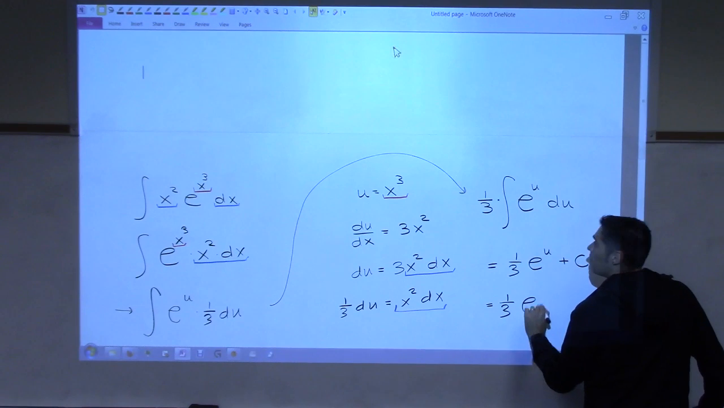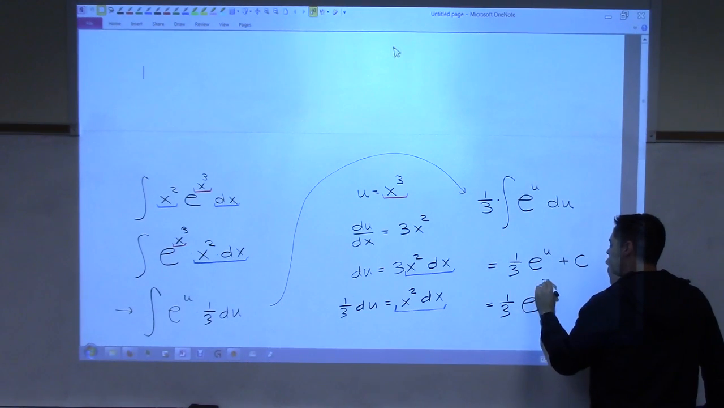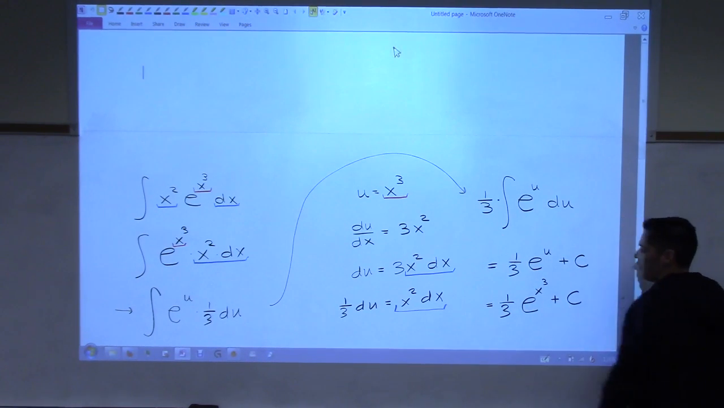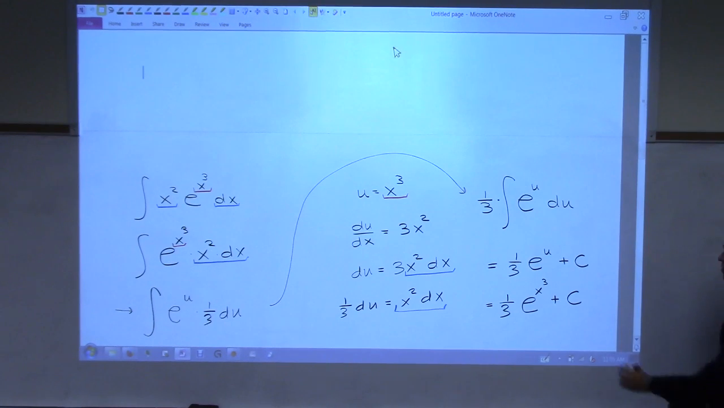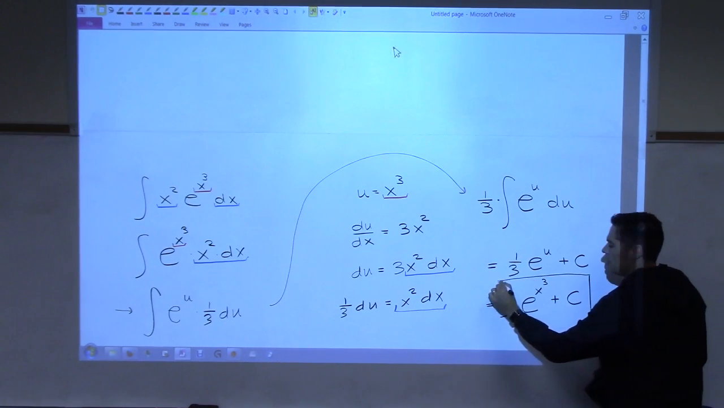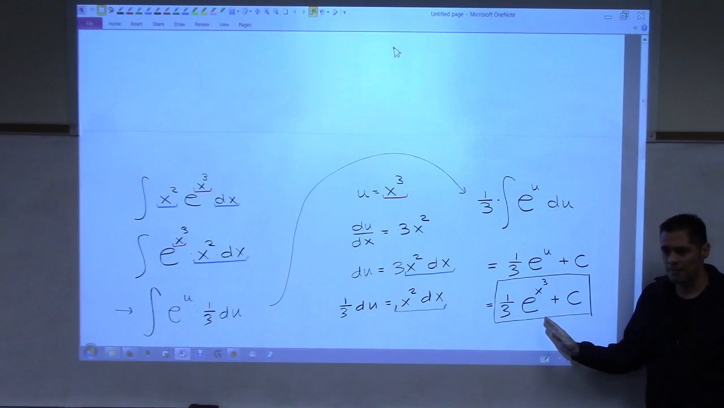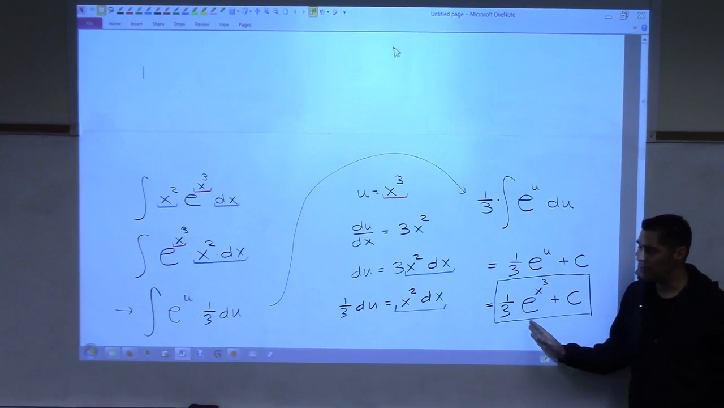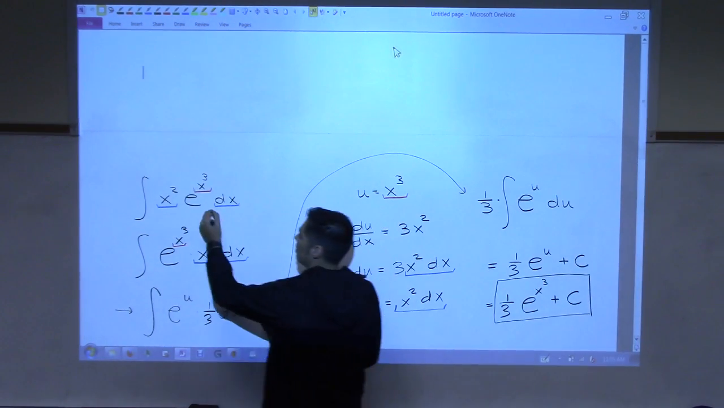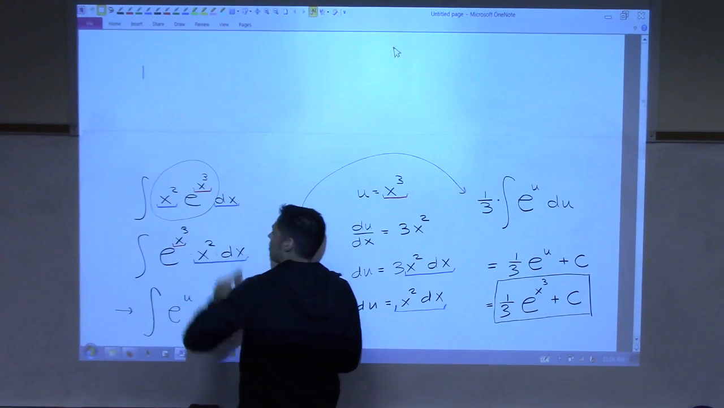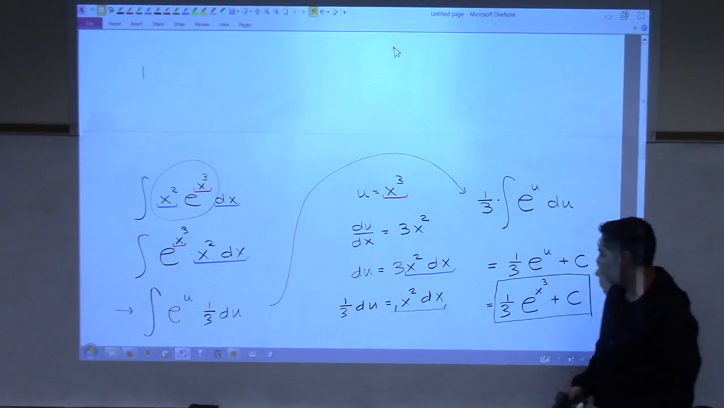X to the 3rd power plus c. This is the antiderivative of x squared e to the x cubed. Now, the way you could check your work is to take the derivative of this, right? If you take the derivative of this, you need to get that. So let's do it real quick.